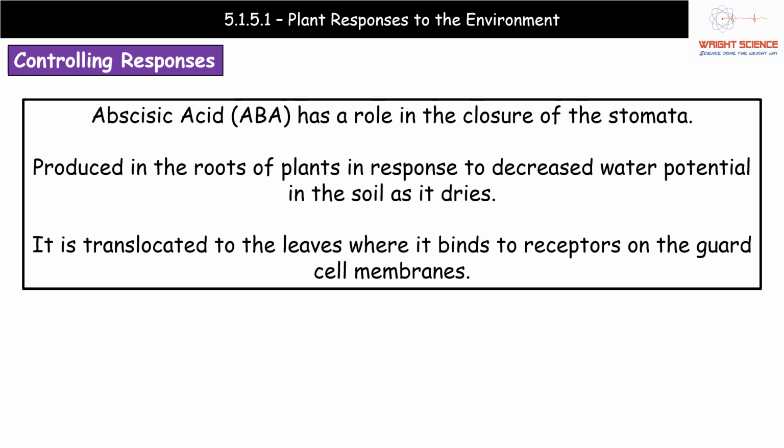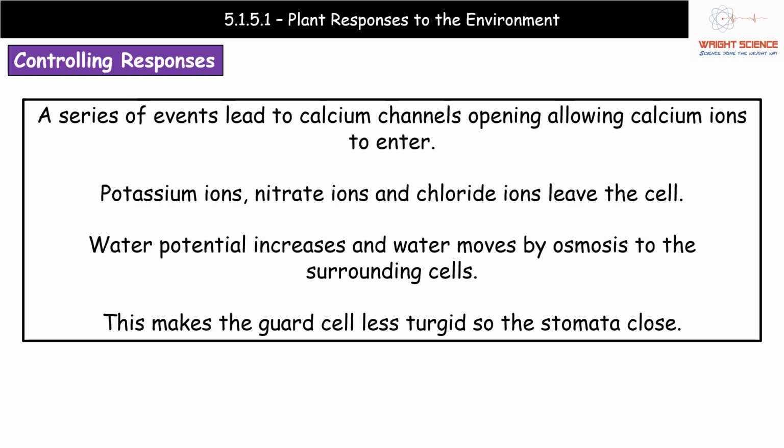And what we find is it's going to be produced in the roots of plants when there's a decreased water potential in the soil. So basically in that scenario where our plant is going to be experiencing limited supplies of water coming in because the soil is drying up, then the roots detect it, they produce this ABA, that is then going to be translocated up to the leaves where the stomata are, and it's going to bind to receptors on the guard cell membranes, leading to the closure and therefore reducing that loss of water from our plant.